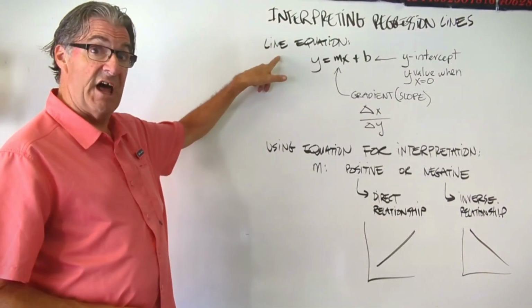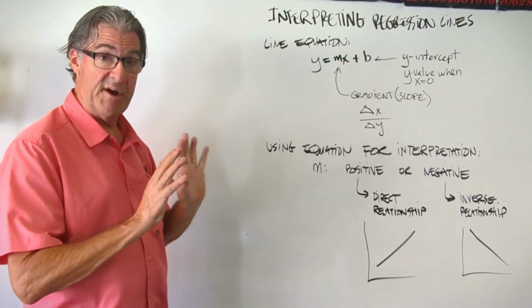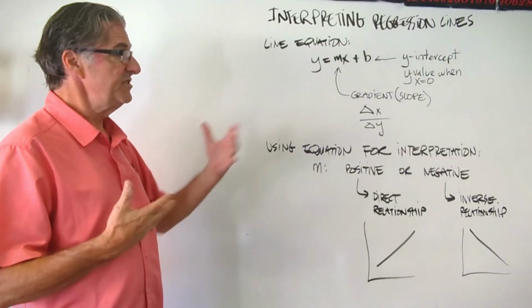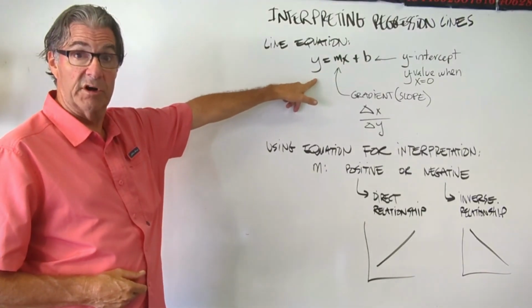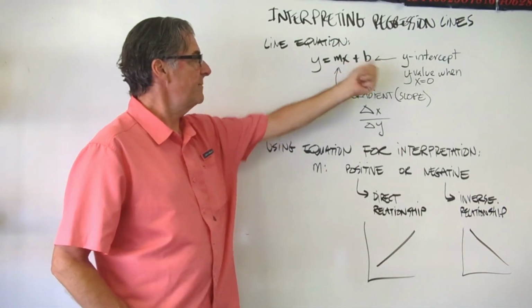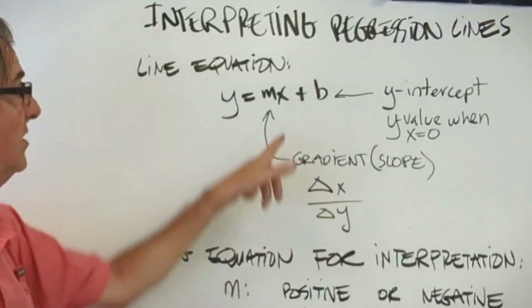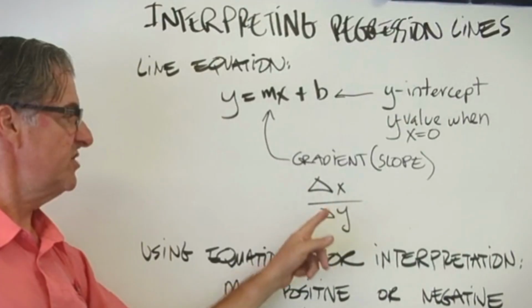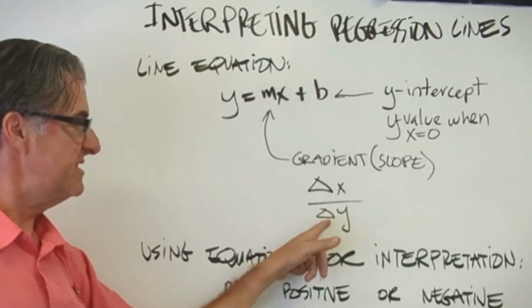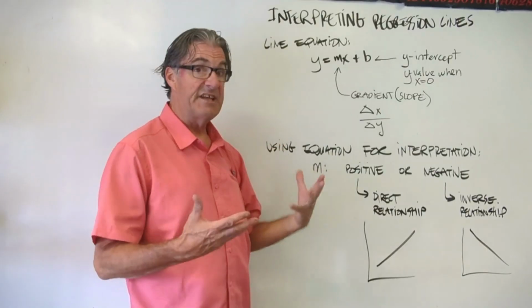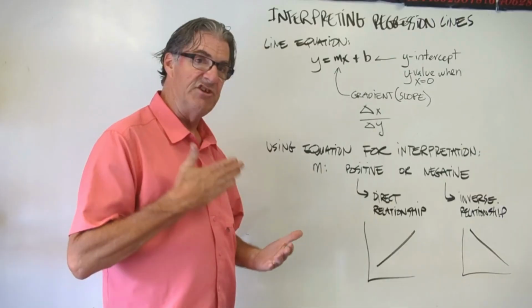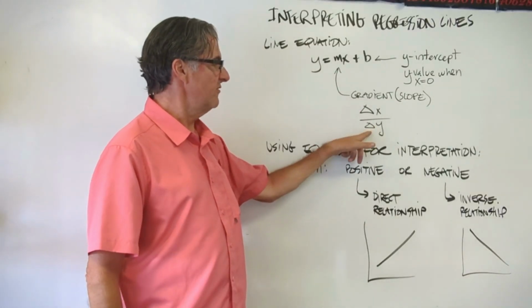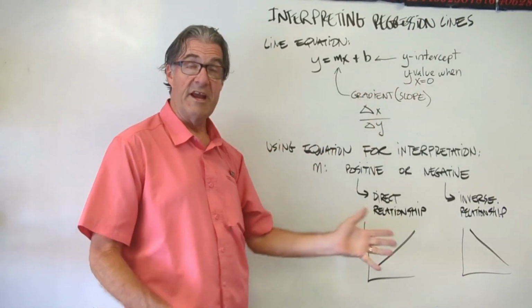First, let's take a look at the line equation real quick, just to reacquaint ourselves with what's going on. This is in slope-intercept form, or gradient-intercept form. y equals mx plus b, I'm sure that's familiar to you. m is the gradient or slope, and that's the change in x over the change in y. The Greek letter delta looks like a triangle, and it stands for, in math and science, "change in." So we've got delta x over delta y as our gradient.